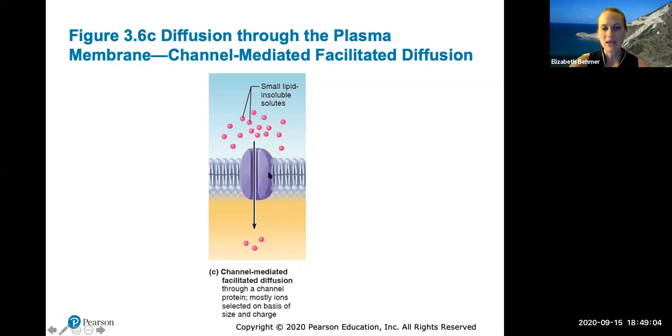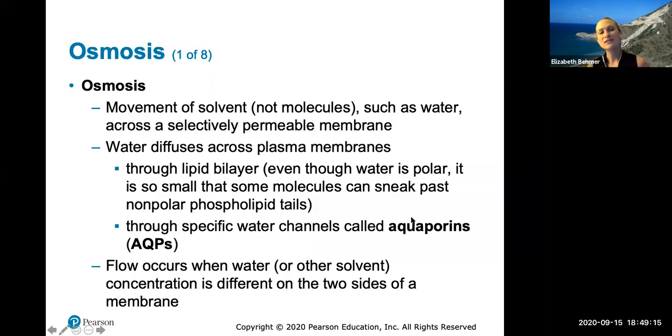And again, things will diffuse through a channel protein. Mostly ions will be selected on the basis of their size and charge. So this is facilitated diffusion. And then osmosis is our third type of passive transport. And osmosis is the movement of water across a selectively permeable membrane.